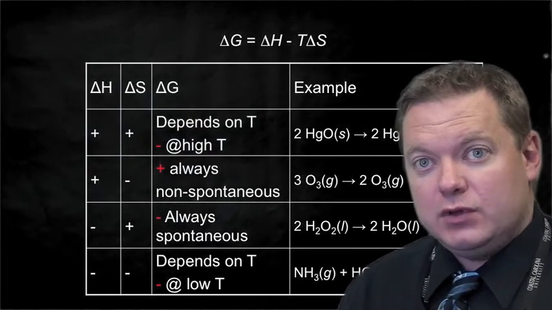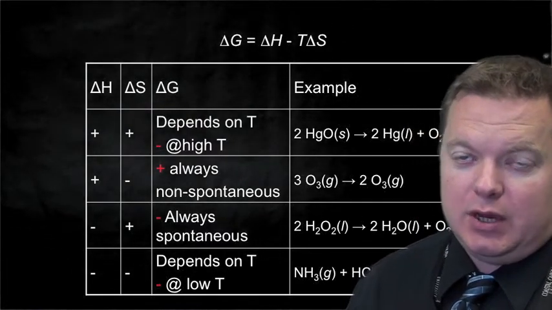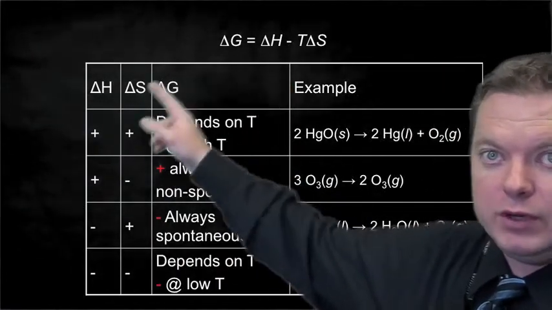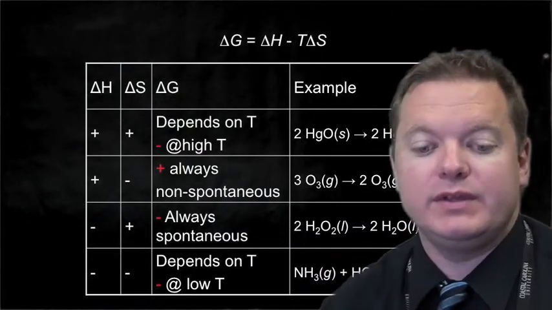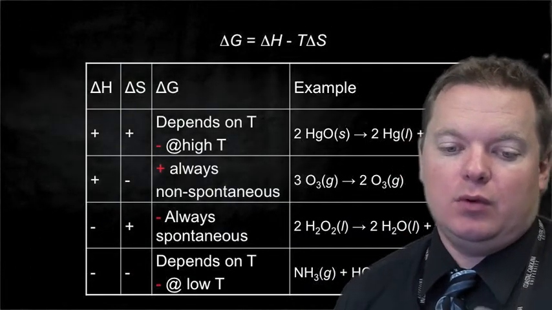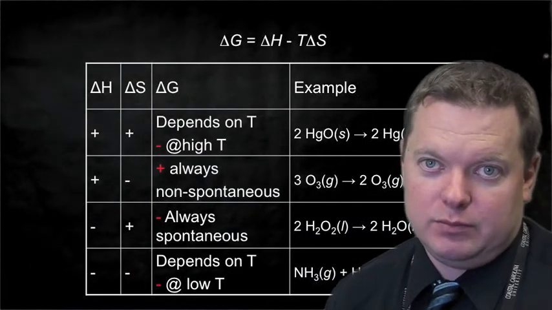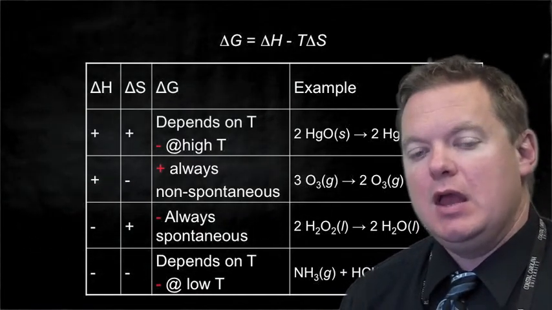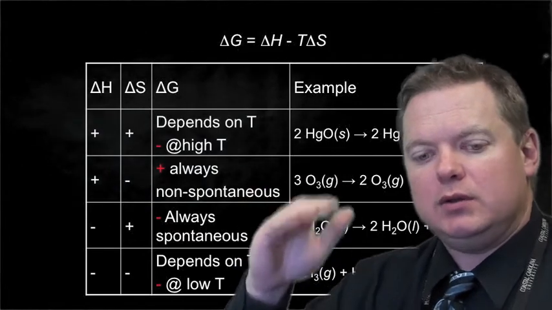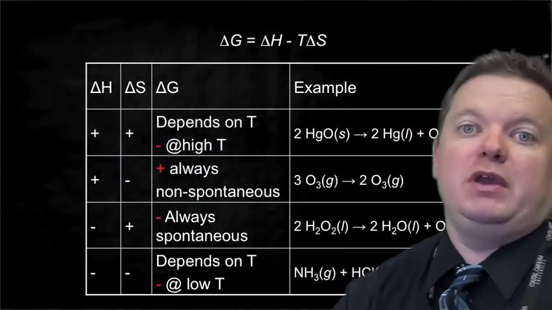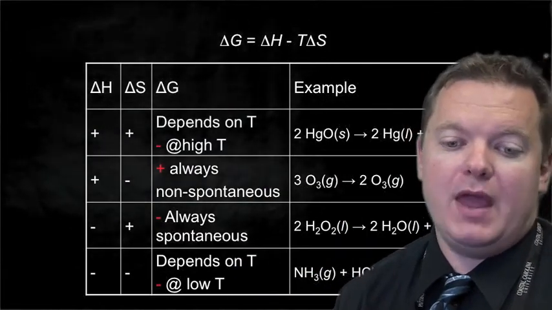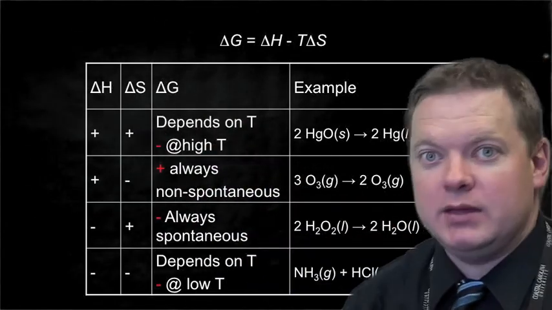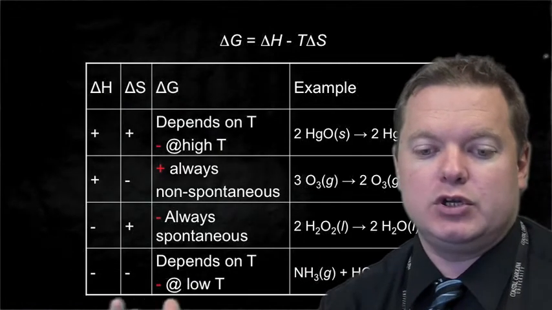If we reverse those, where we have a negative delta H and a positive delta S, then it doesn't matter what temperature we're at in this equation, we're always going to get a negative value. So negative delta H, positive delta S, is always going to lead to a spontaneous reaction. It's in these two cases where the signs are the same, either both positive or both negative, that the outcome of G is going to depend on whether temperature is high or low.